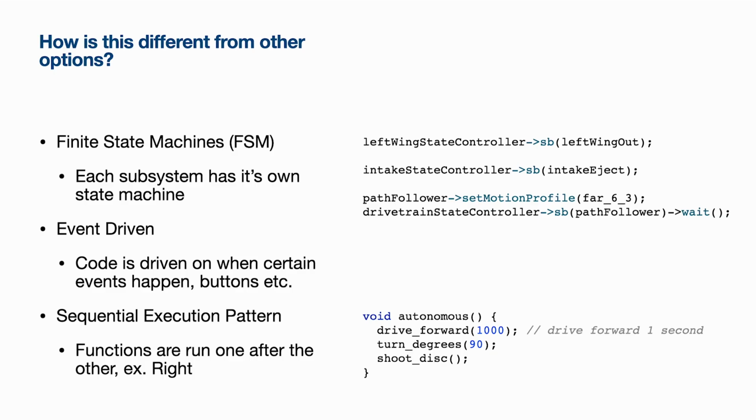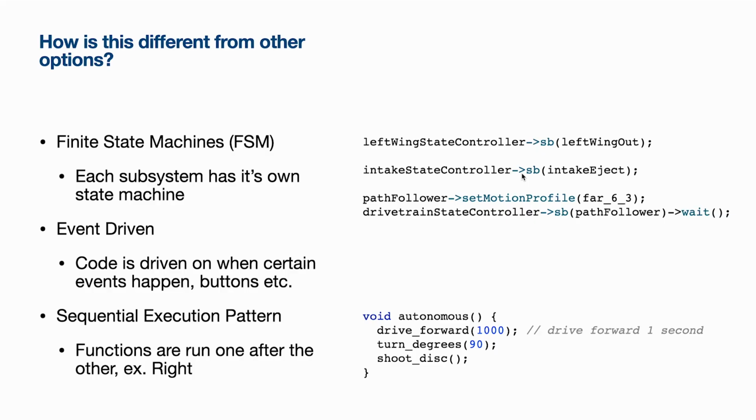Okay, so there are many other options for design patterns for robot code, of course, and these three here are probably the most common, I'd say. But I'm going to talk about what these are and why I think command-based is better than these. First of all, finite state machine. This is some code from our robot last year. You can see we have a state controller for the left wing and intake here, and we command those both individually.